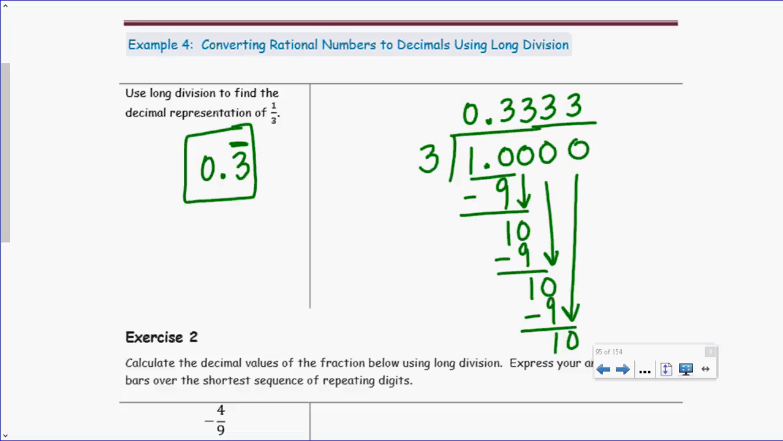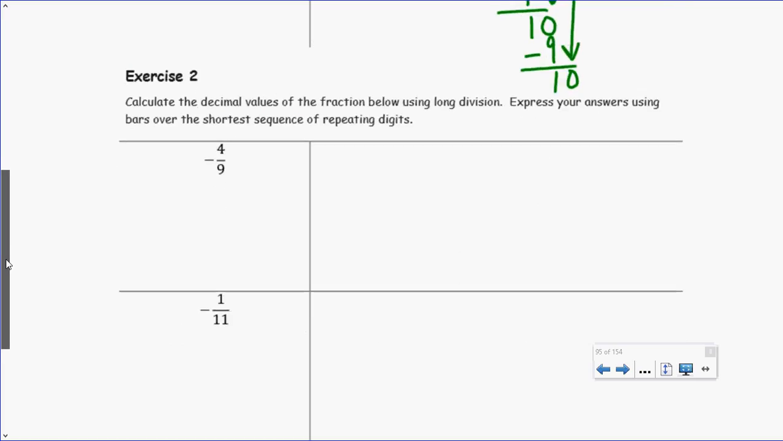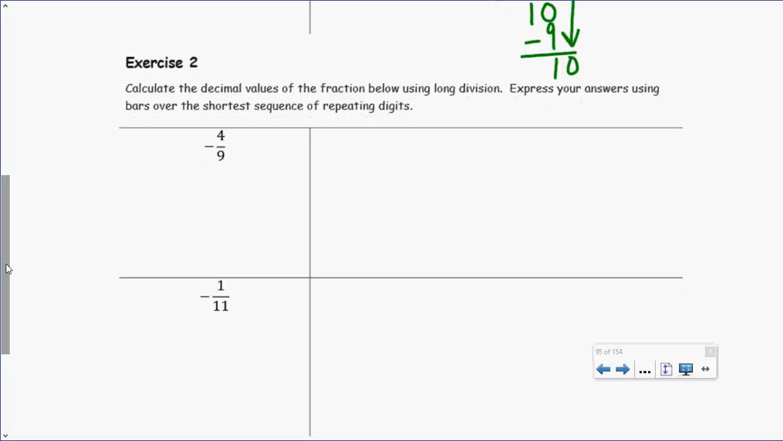You try exercise 2 right now. Go ahead and try exercise 2. 4 divided by 9. And it's going to be negative, by the way, because it's a negative. Okay, like I said, put down as many zeros as you want.